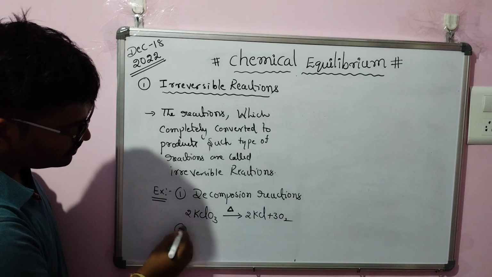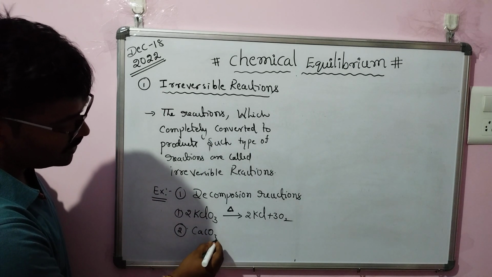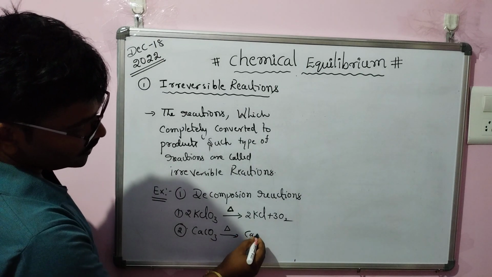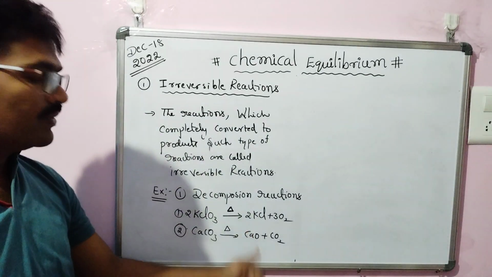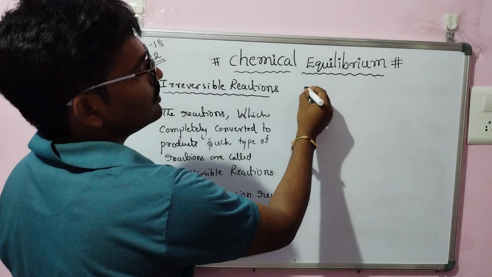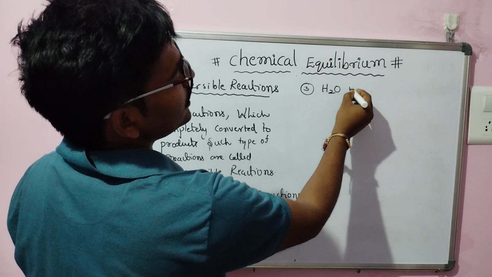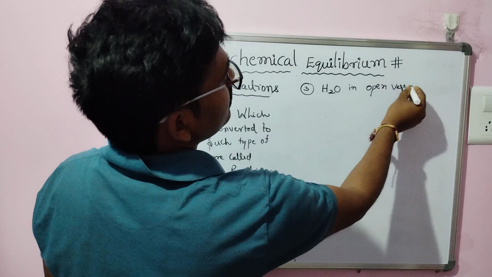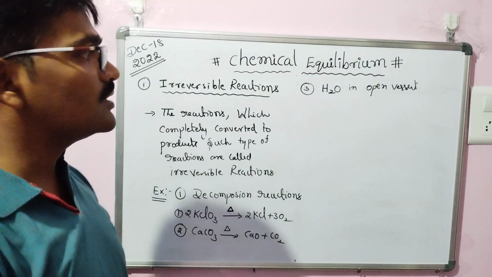Then the second example: CaCO3 in an open vessel will be converted into CaO plus CO2. Even such types of reactions we call irreversible reactions. One more example: water present in an open vessel, H2O in an open vessel. Even such reactions are also irreversible.